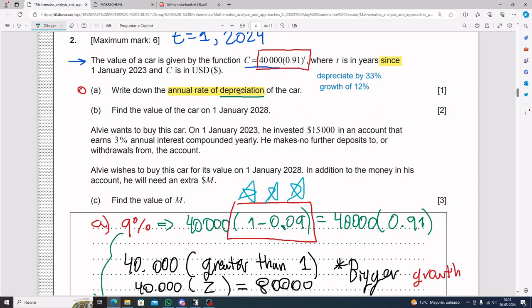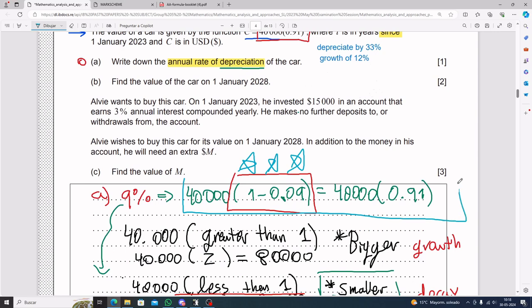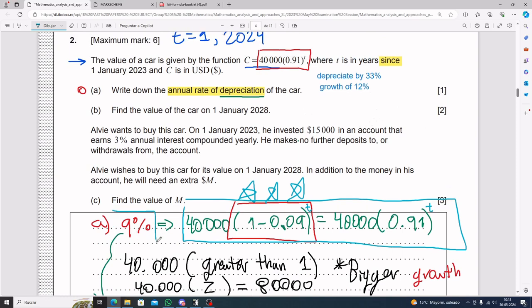So for the annual rate of depreciation of the car, you can just sort of put your proof like this. I think this is good enough, okay? It makes it very clear that you understand where the 9 comes from. And so your answer for part A is 9%, okay?